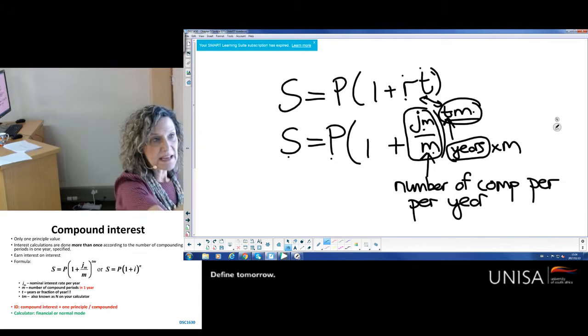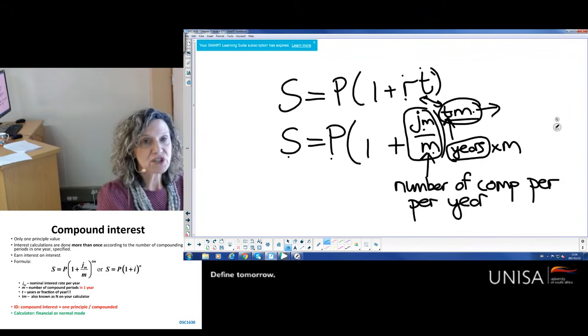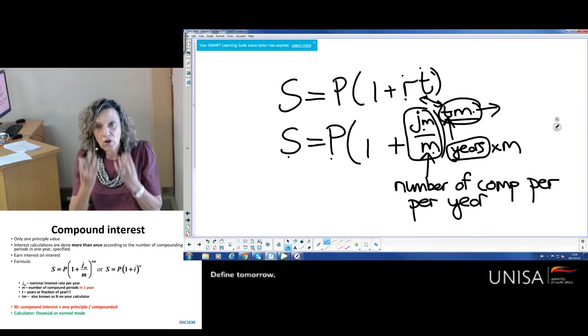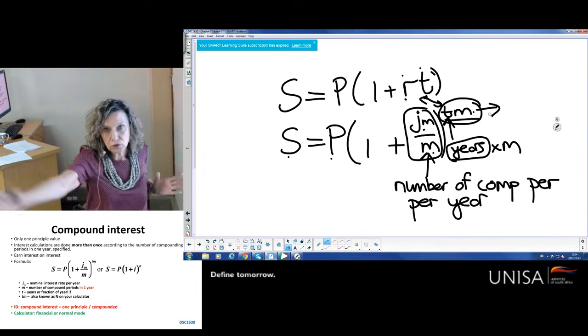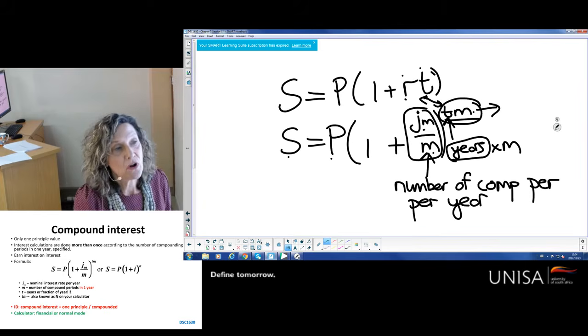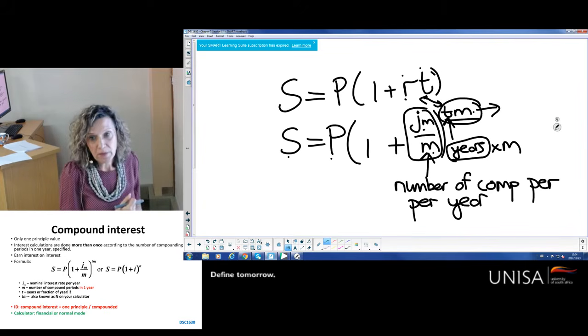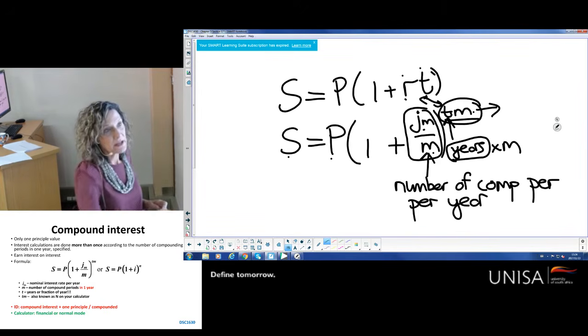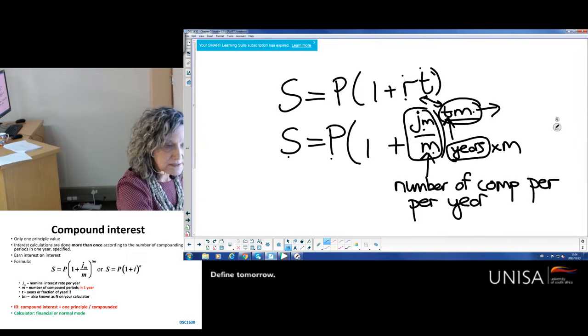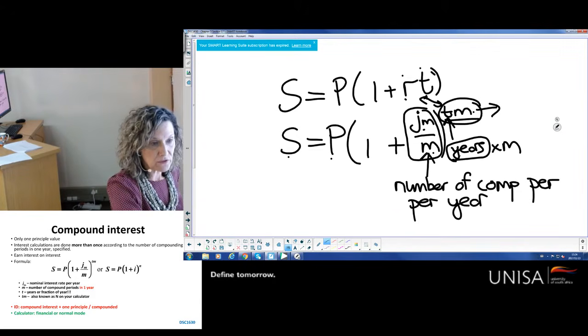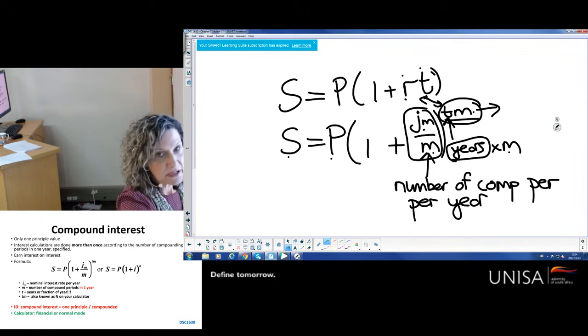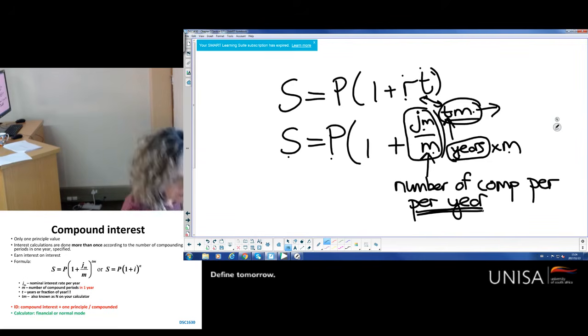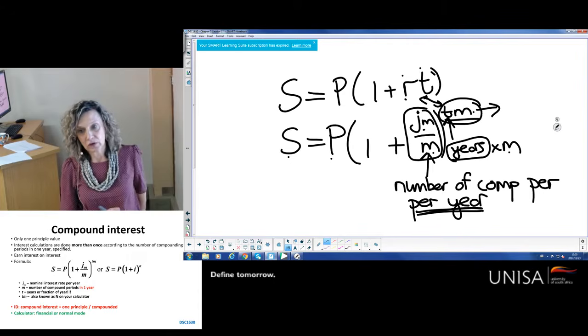So what does TM actually give you? It's the total number of compounding periods in the full term of that investment or for the borrowing of the money. Happy with that? So T is always in years or fraction of years, M being the number of compounding periods per year. So it means 1 year only.